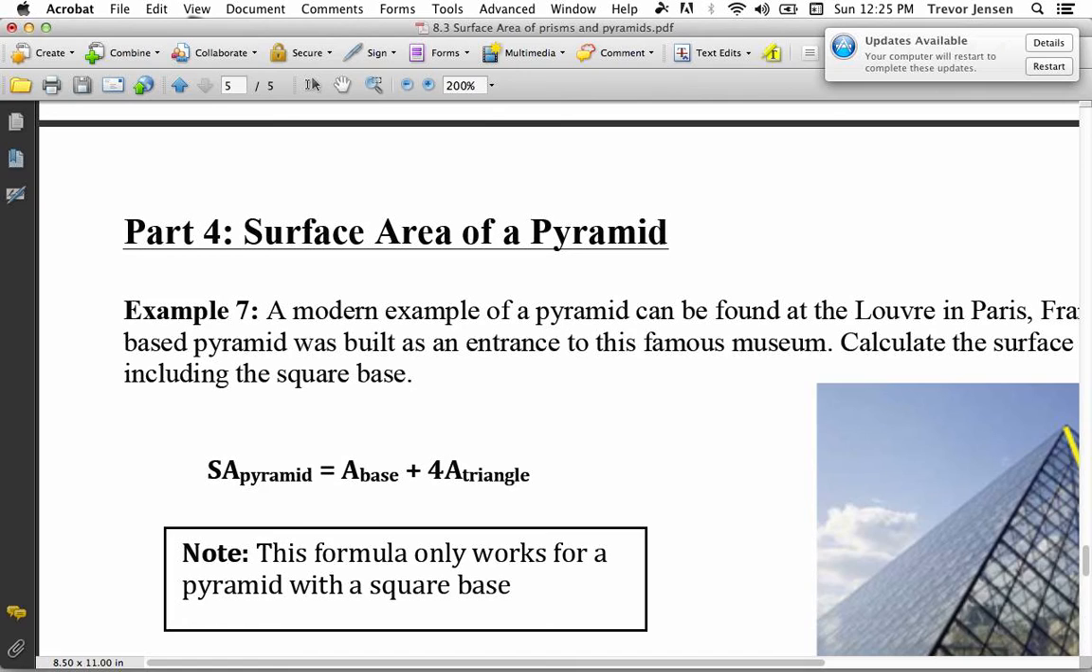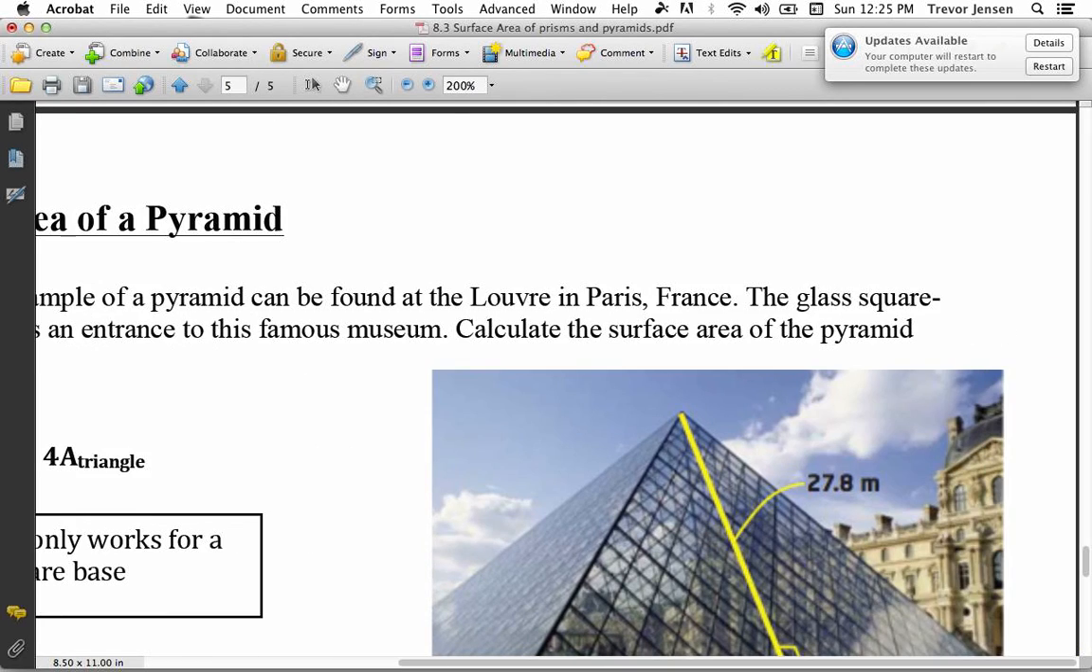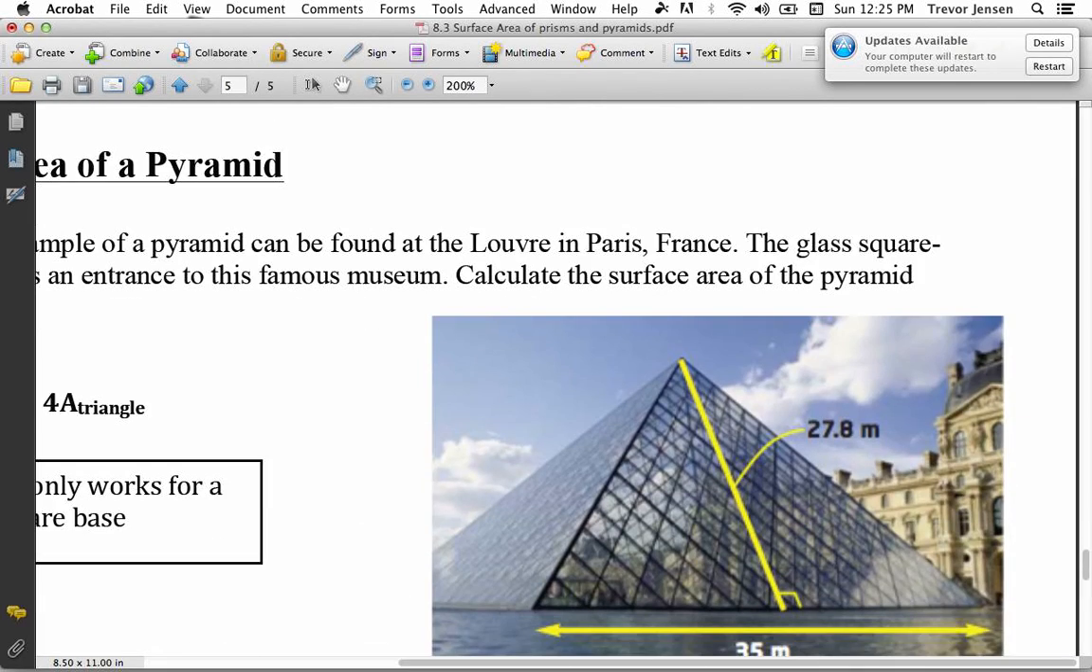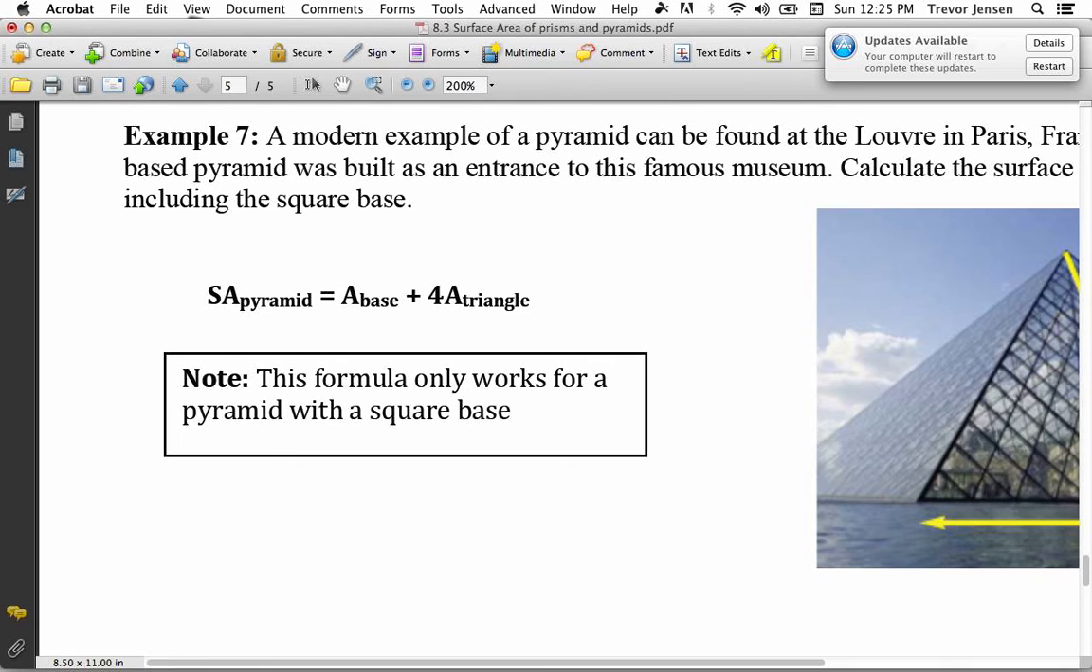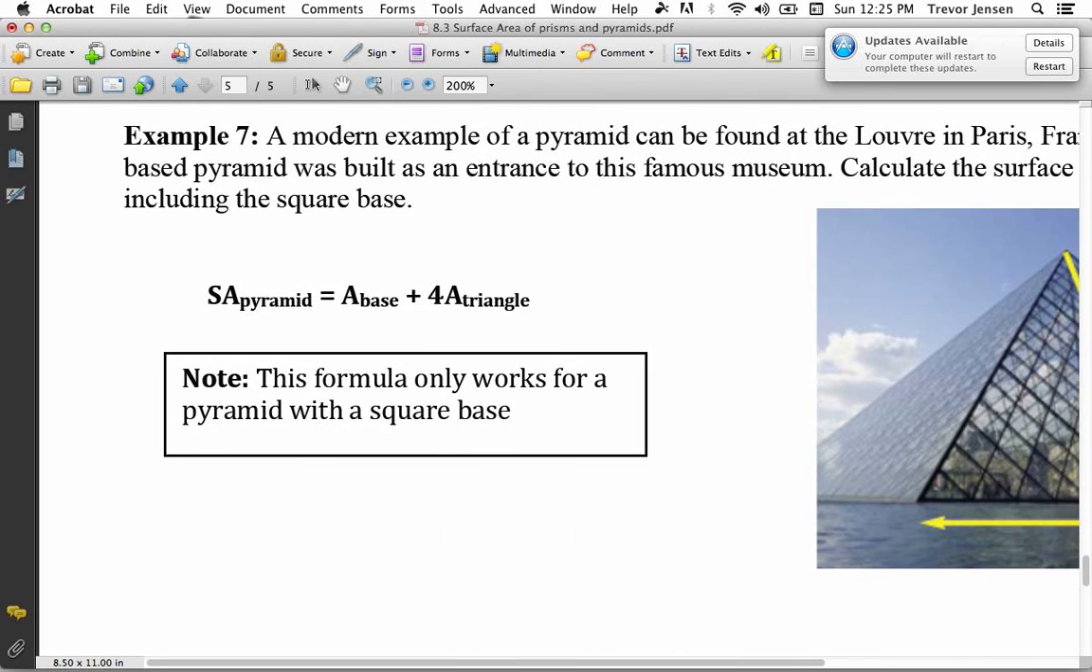Last example, I'm going to find the surface area of a pyramid, and more specifically, I'm going to find the surface area of a square-based pyramid. A modern example of a pyramid can be found at the Louvre in Paris, France. The glass square-based pyramid was built as an entrance to this famous museum. Calculate the surface area of the pyramid, including the square base.